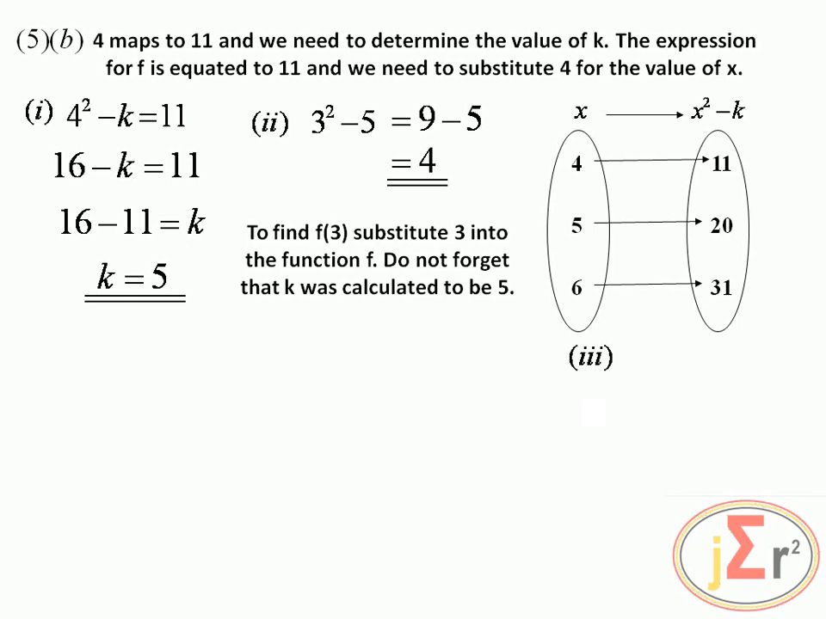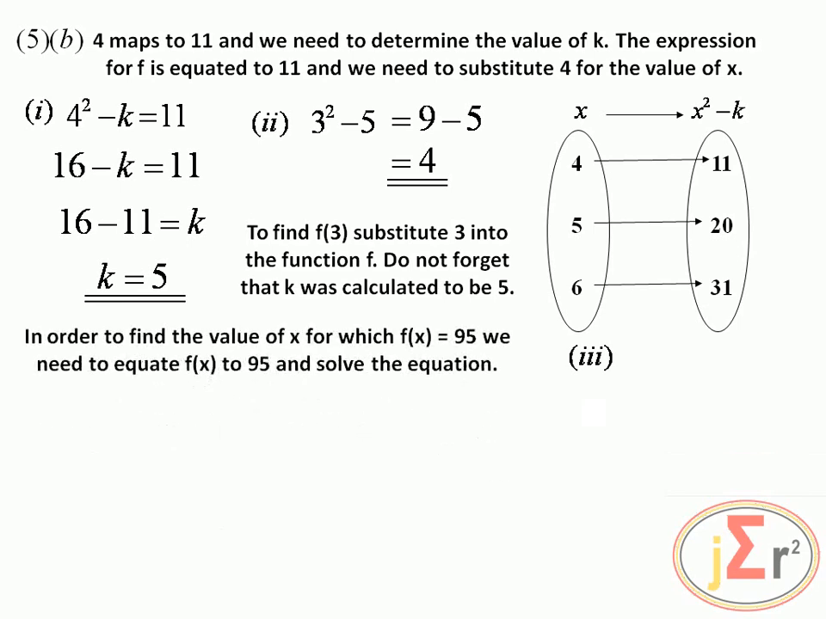Next problem. In order to find the value of x for which f of x is equal to 95, we need to equate f of x to 95. And what is f of x? f of x is x squared minus 5. x squared minus 5 is equal to 95. There we have it.